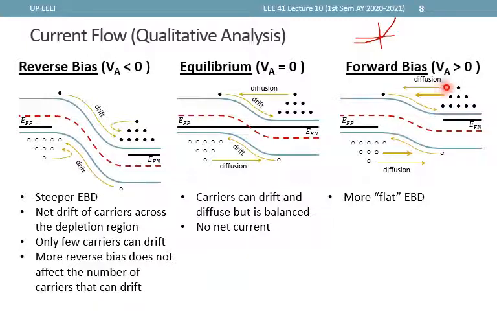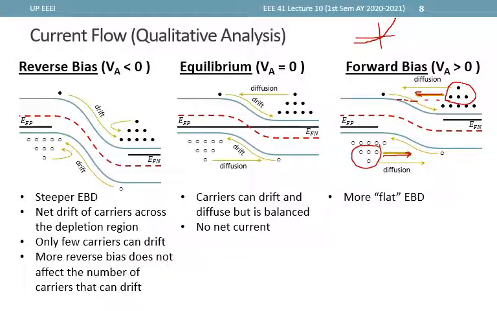This small arrow here represents the original carriers that can diffuse to the other side. However, since the EBD is now more flat, it actually becomes easier for majority carriers to diffuse to the other side. And now it becomes obvious that the majority carriers diffusing to the other side become the net current component.